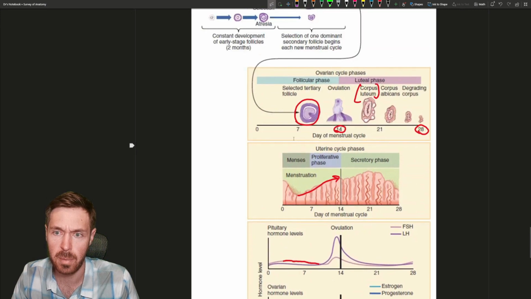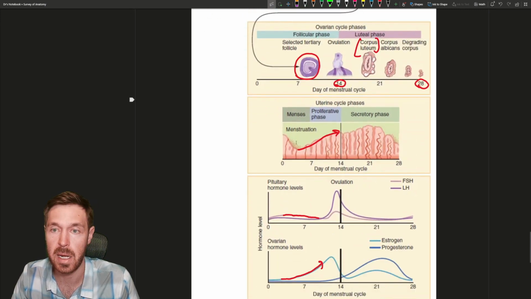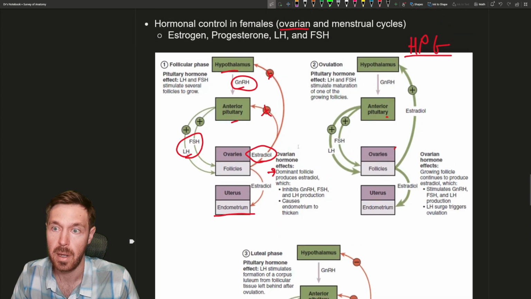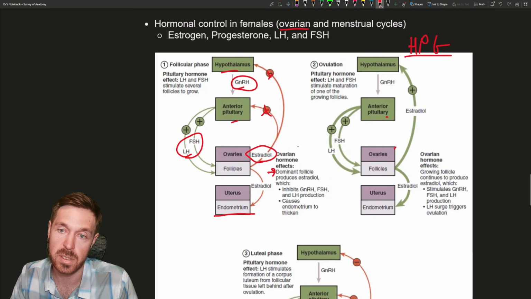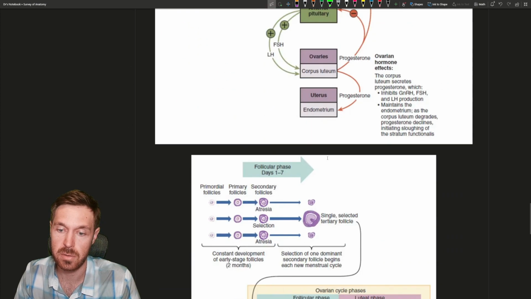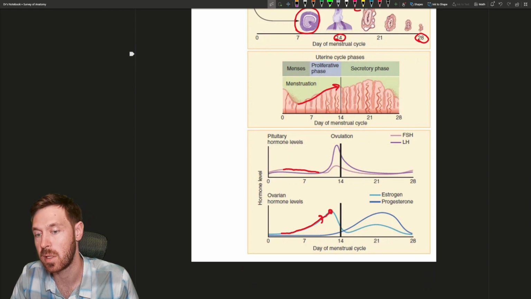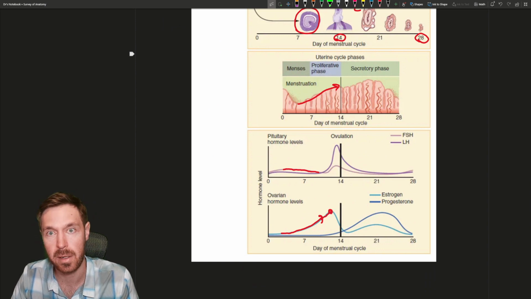Alrighty, so we talked about a little bit going on in this photo, which is kind of combining ovarian and uterine cycles together. I like to talk about them at the same time. And then we get to the next step, which is ovulation. During ovulation, as estrogen levels begin to increase, so we see this increase in estrogen right here, there's a point where it hits a max point. Typically, it has a negative feedback on GnRH, FSH, and LH.